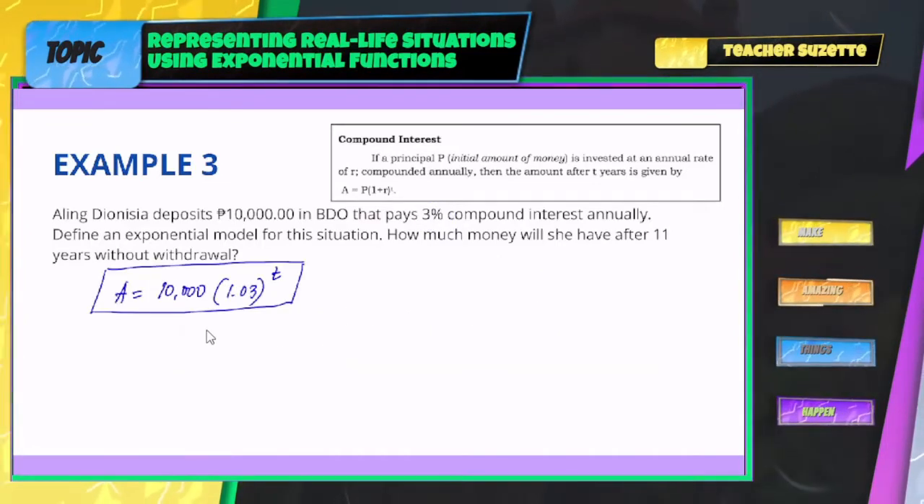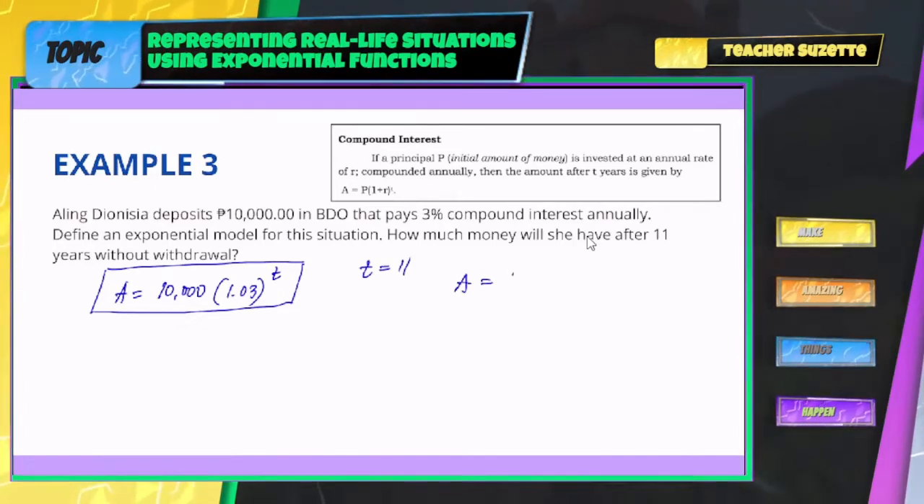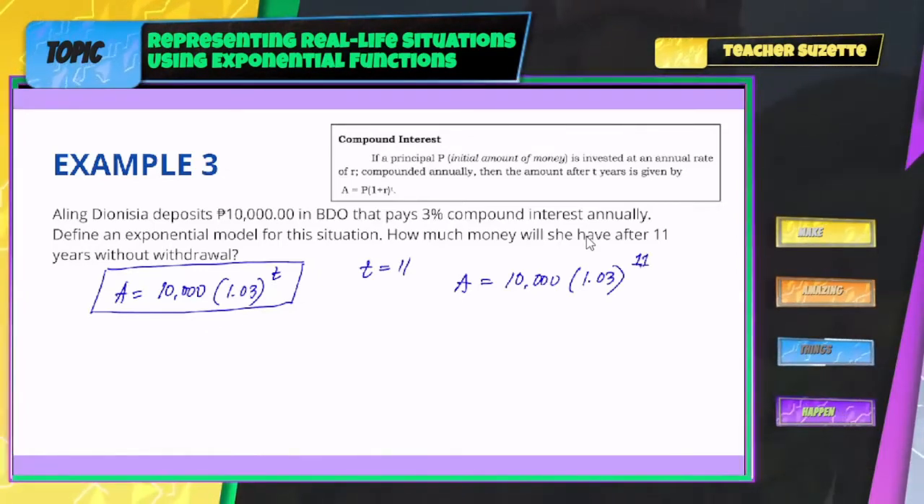Given our exponential model, we can now solve for what is asked, which is how much money will she save after 11 years without withdrawal. So, meron tayong time which is 11. Substitute lang po natin siya or evaluate lang po natin siya sa ating exponential function. So, mangyayari, we will have A is equal to 10,000 times 1.03 raised to 11. Then, compute lang po natin.